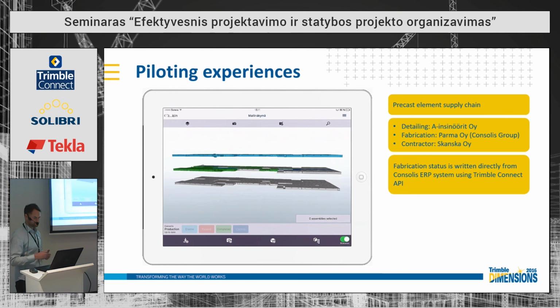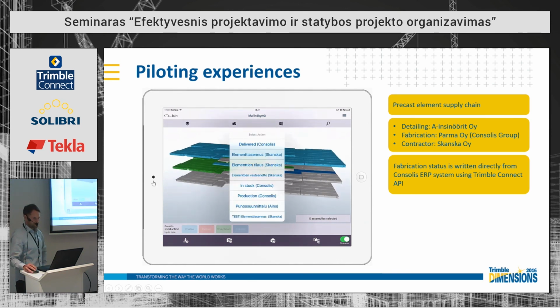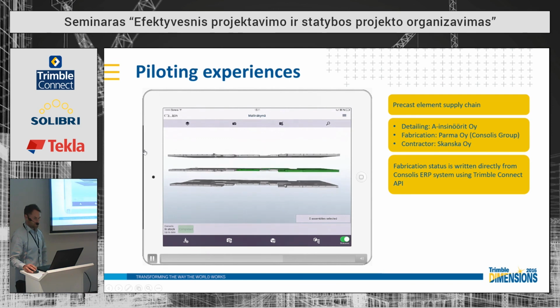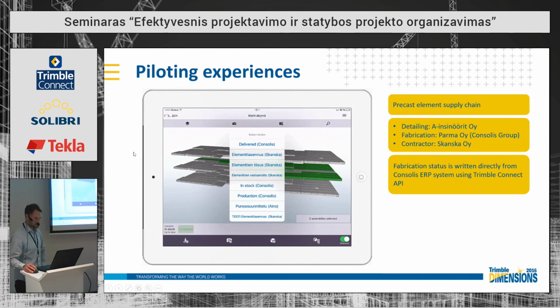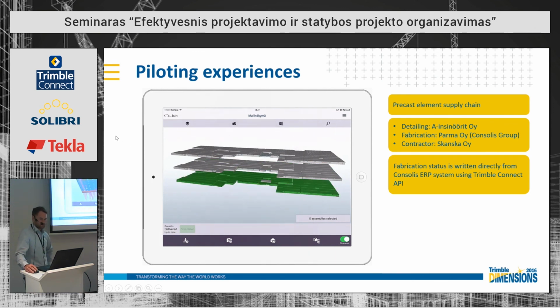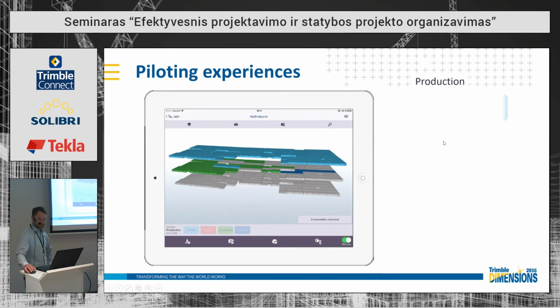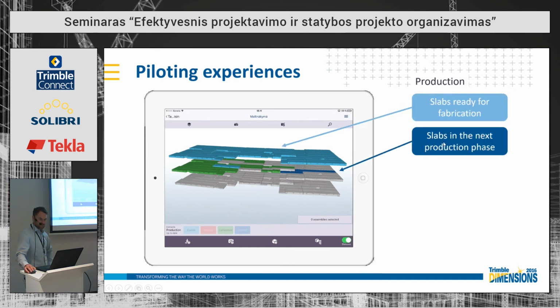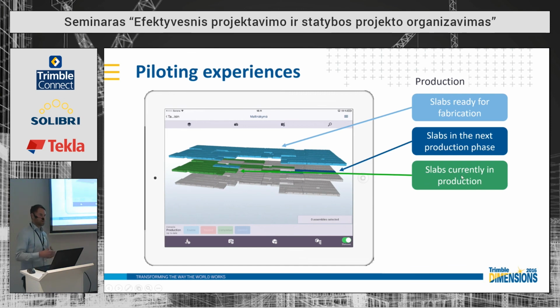For example, the production here. In stock are those green ones. So this is a real project where they piloted these tools. And for example, this is from the fabricator's point of view, so different colors mean different things: ready for fabrication, slabs in production in different phases. They might have more statuses, but these are what they published to the whole project. And they are planning to publish more and more information.